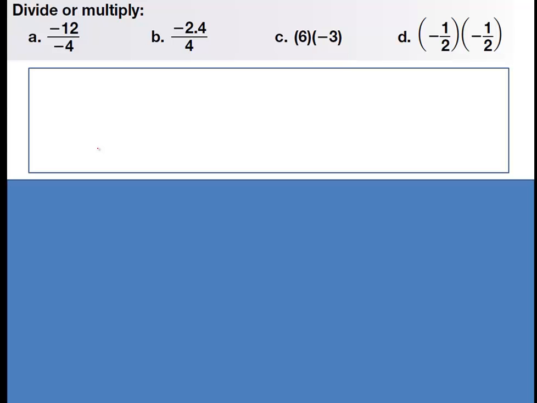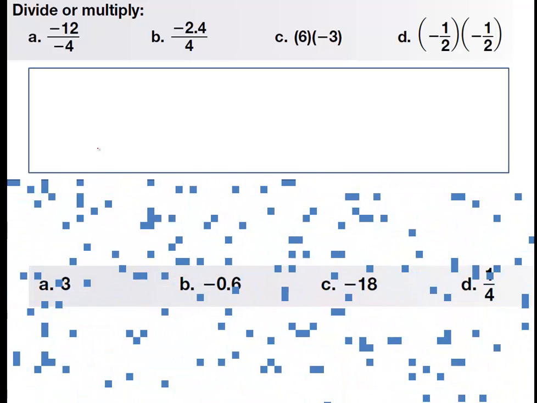First of all, just tell me, is A going to be positive or negative? It's going to be positive. Is B going to be positive or negative? It's going to be negative. Is C going to be positive or negative? It's going to be negative. Is D going to be positive or negative? It's going to be positive. All right, and the reason why is because we have same signs or we have different signs. So let's look at our answers.